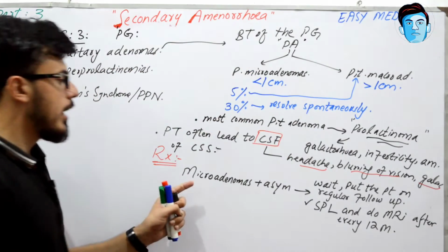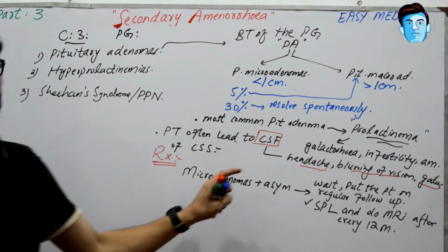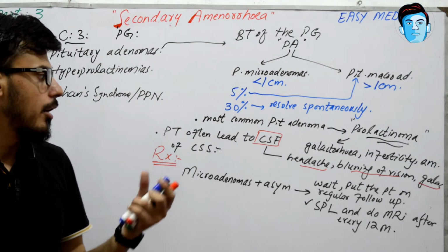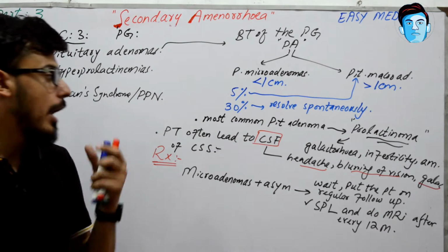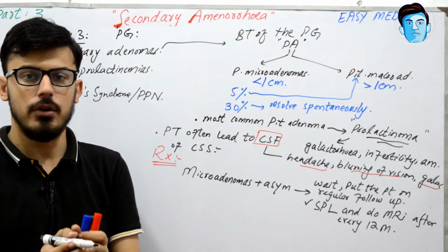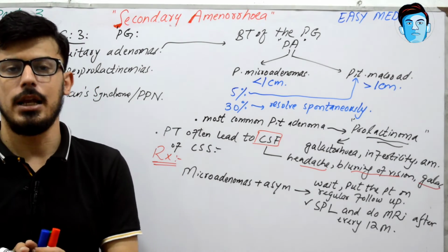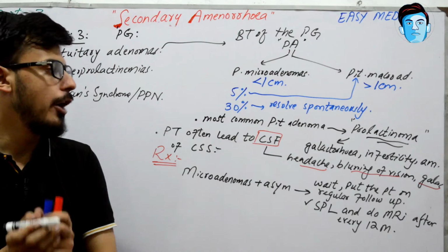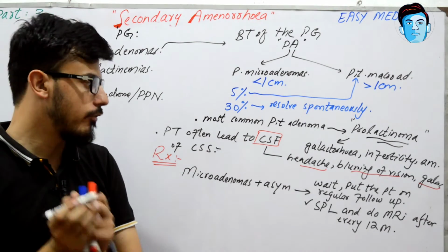So if there are pituitary microadenomas and the patient is having no symptoms, in that condition you have to put the patient on regular follow-up, and you have to assess the serum prolactin levels and do an MRI after 12 months.